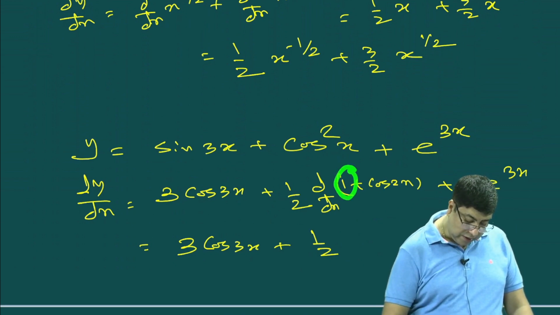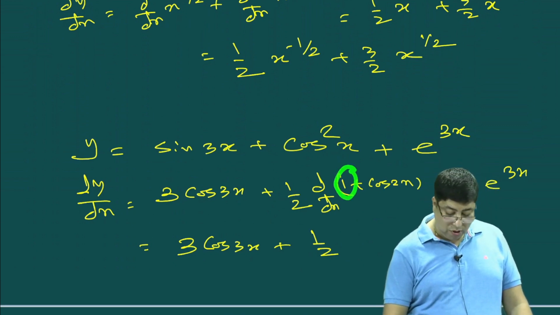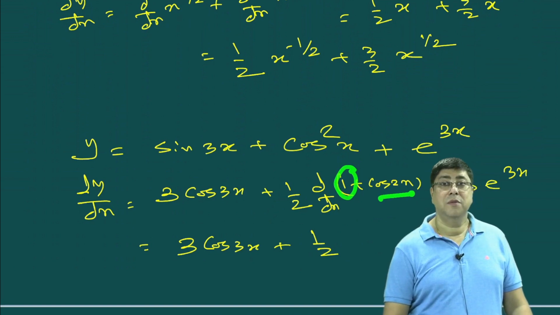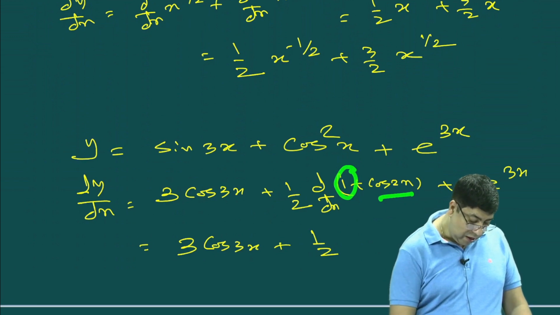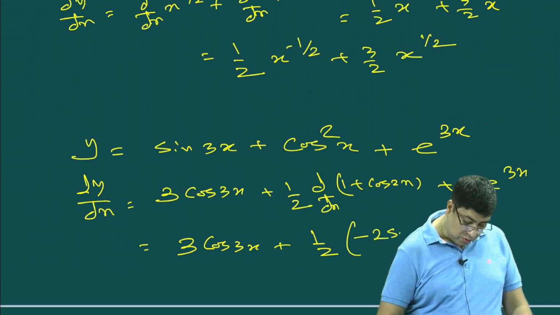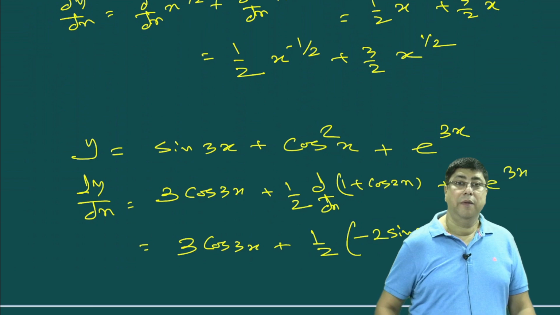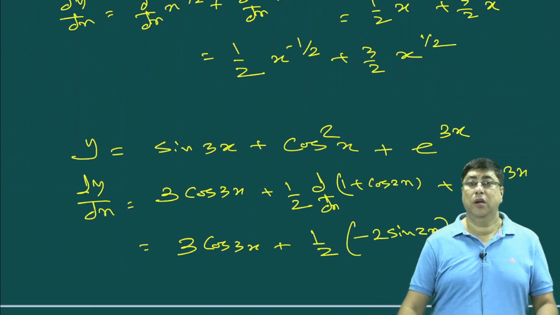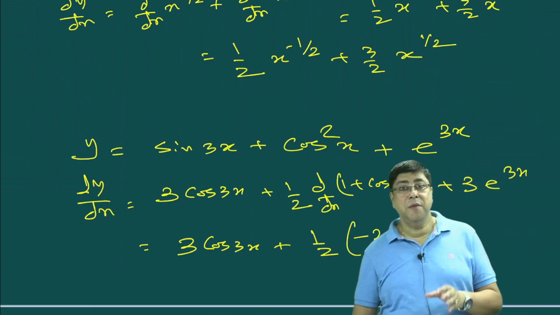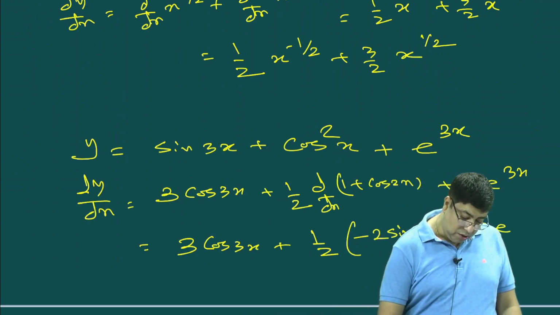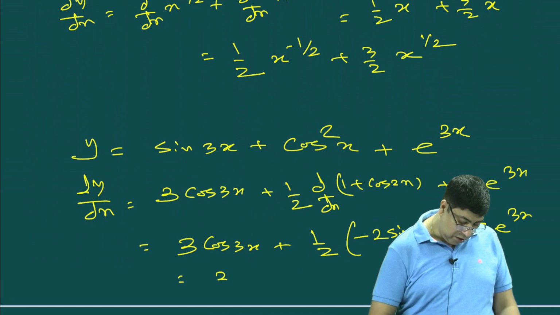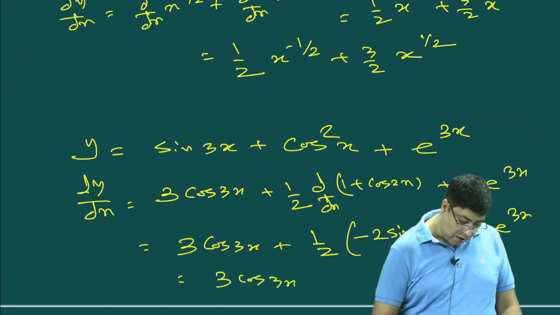D dx of 1 is 0, the derivative of a constant is 0, and d dx of cos 2x is minus 2 sin 2x. I am writing here minus 2 sin 2x because the derivative of cos x is minus sin x, so the derivative of cos mx is minus m sin mx. Now plus 3 e to the power 3x. So we are getting 3 cos 3x minus sin 2x plus 3 e to the power 3x.